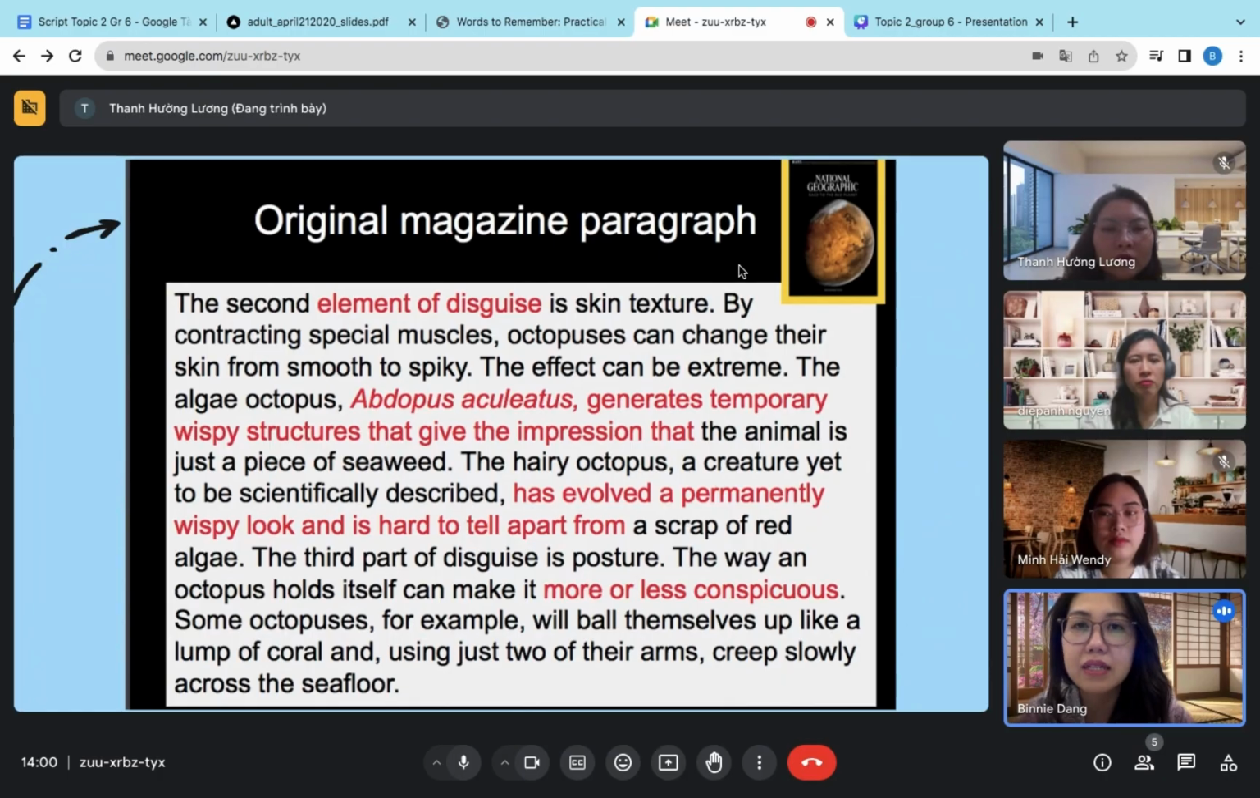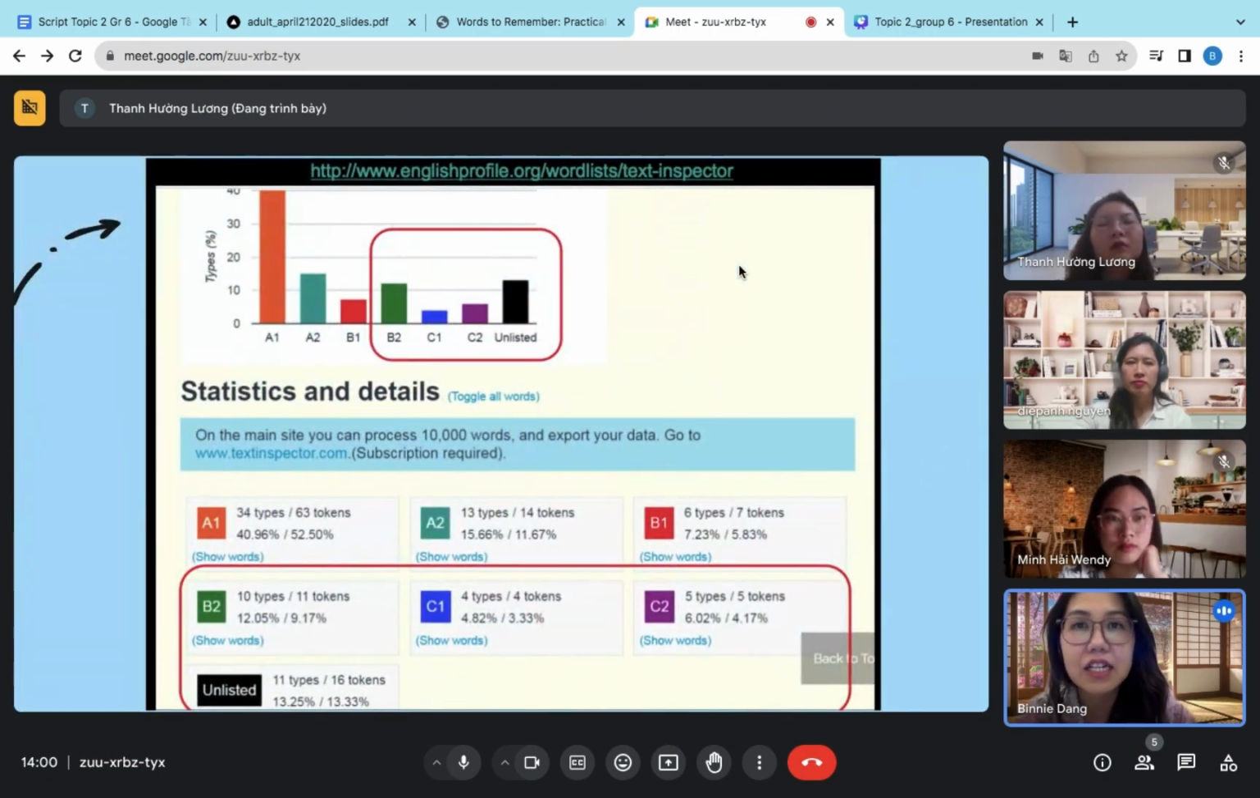And how do we deal with this type of reading text that has many difficult words like this? So I would like to introduce to you one of the websites, englishprofile.org. In this website, you just paste the text in, and this tool will analyze the text for you. It will break down each word, and you can see the level of each word here. For example, in the original reading text, most of the words are A1 and A2 levels. However, there are many difficult words at the B2, C1, C2 levels that you can see, and also some unlisted words.